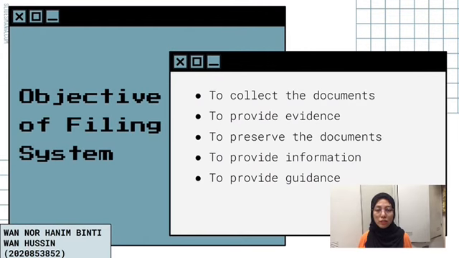Objectives of filing system. The first one is to collect the documents. Filing is the process of preserving the records and documents. It is the main function of filing. To preserve documents and records, the documents need to be collected from different sources.